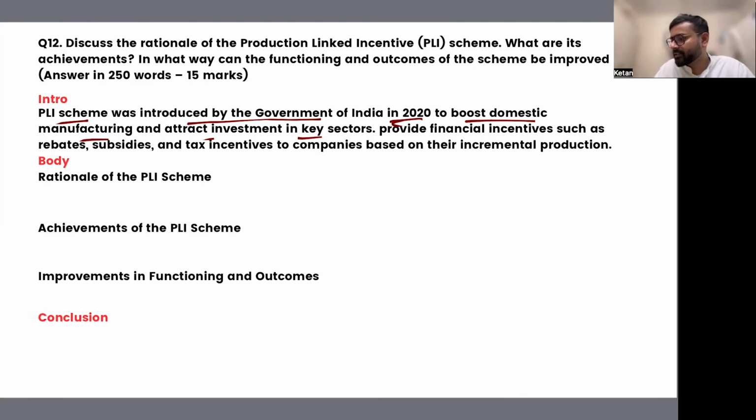So in key sectors, providing financial incentives. So how does it work? By providing incentives like rebates, subsidies, tax incentives to companies based on their incremental production. So this can be a good introduction.